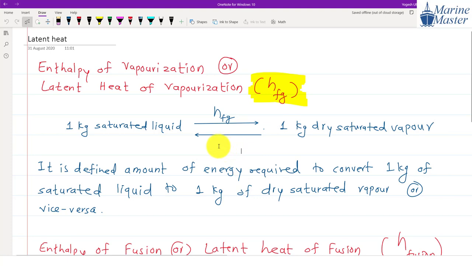Getting my point? So before going further, everyone, if you have not given the heading, give this heading and start writing down this discussion of the enthalpy of vaporization. While writing, don't write things blindly, guys. Try to understand the meaning of each and every word. See, amount of energy required to convert 1 kg of saturated liquid to 1 kg of dry saturated vapor, or vice versa. Vice versa means the reverse way, dry saturated vapor to saturated liquid. That's why there are two arrows: here saturated liquid to saturated vapor, and here this arrow, saturated vapor to saturated liquid, guys. So before going further, please everyone write down this discussion.